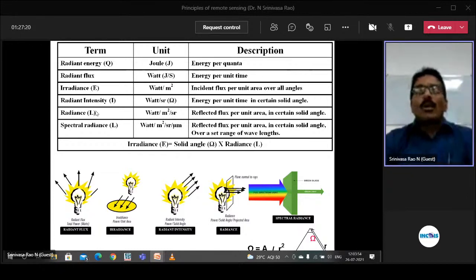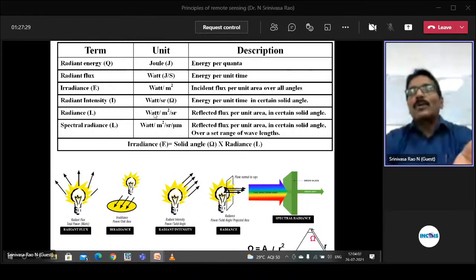Now the radiance. Radiance means watt per meter square per steradian. That means steradian comes in here, and again the area comes in.